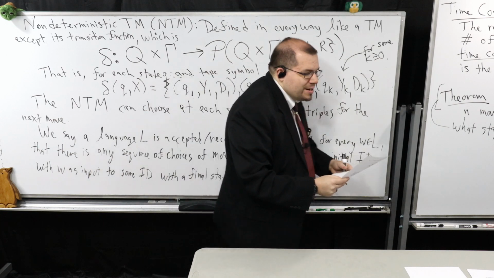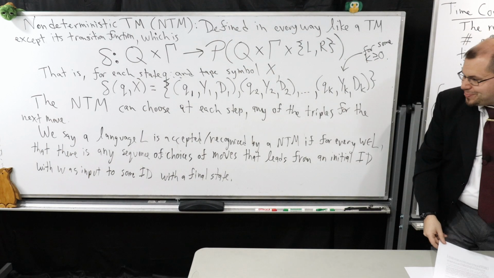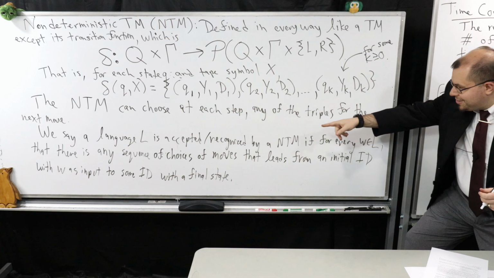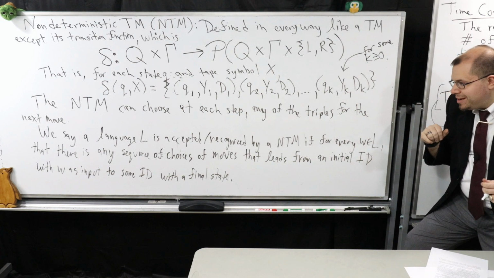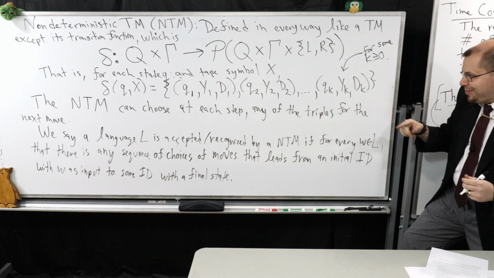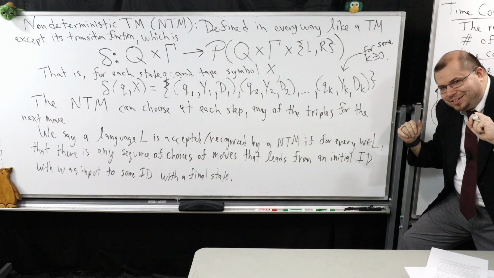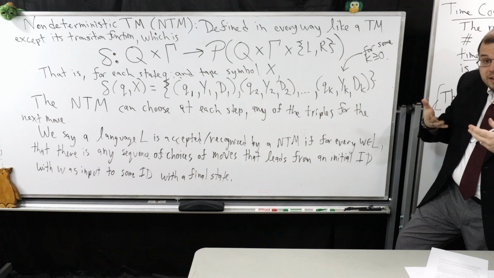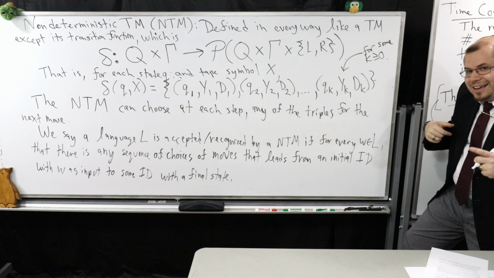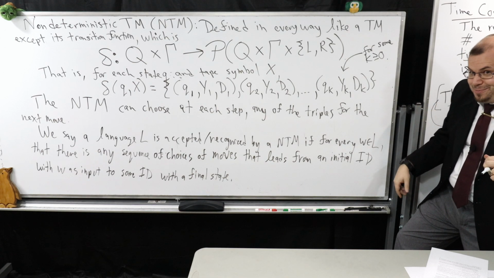That's all the non-deterministic Turing machine needs. So as long as there exists a sequence of choices of moves, so it can pick from these, as long as there's some pathway of decisions that it can make out of some set of possibilities, and it can find the final state, it accepts.